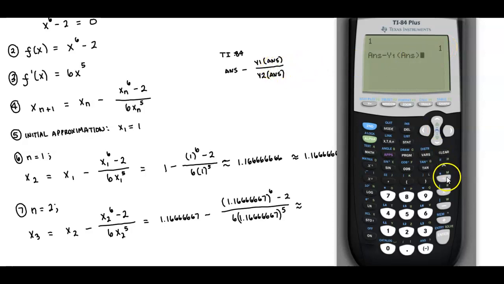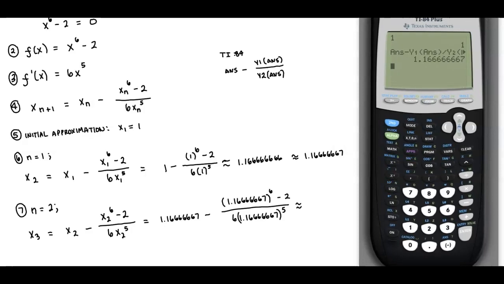And then we're going to have divided by, and now we're going to go to vars again and go to y2, which is the derivative function, which would be in the denominator. So we go to Y-VARS, hit the function, and then go to y2. Then we put in parentheses our stored answer, and press enter. And as you can see, we get the same answer here.